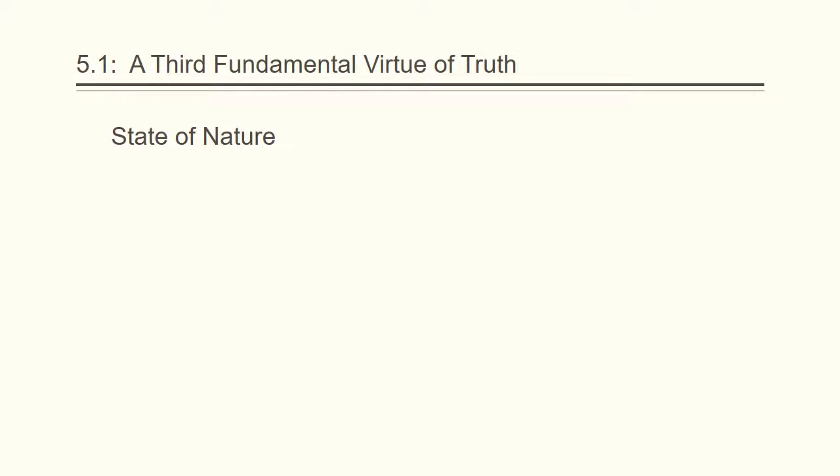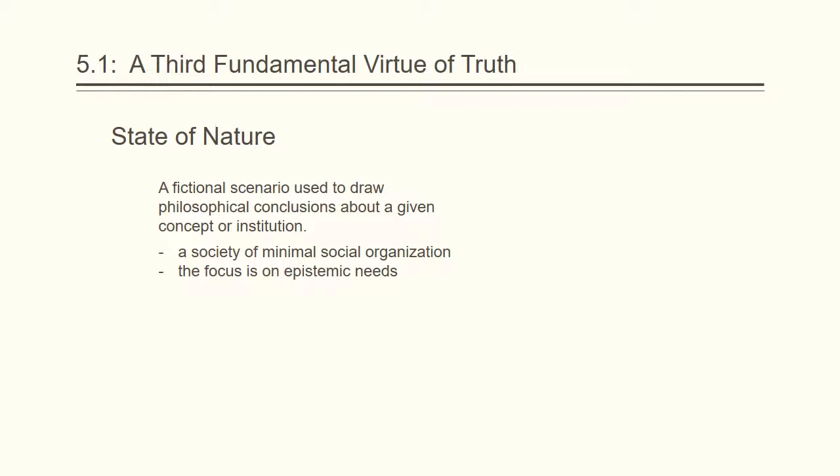So the first thing we need to do here is to define what the state of nature is. Fricker defines the state of nature as a method to construct a fictional scenario as the basis from which to draw philosophical conclusions about a given concept or institution. It is a minimal human society, and the focus is on epistemic needs, though other needs do enter the scenario, as we will see. It's important to note also that Fricker does mention this type of state of nature approach is typically used in political philosophy. Just something to be aware of.